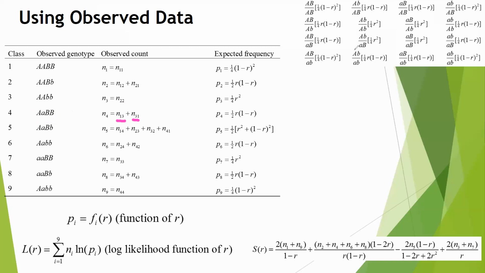So we call this case the calculation using the observed data. So not the perfect data, but the observed data, where some categories have the same genotype, such that they cannot be distinguished from each other. So any questions here? Okay.